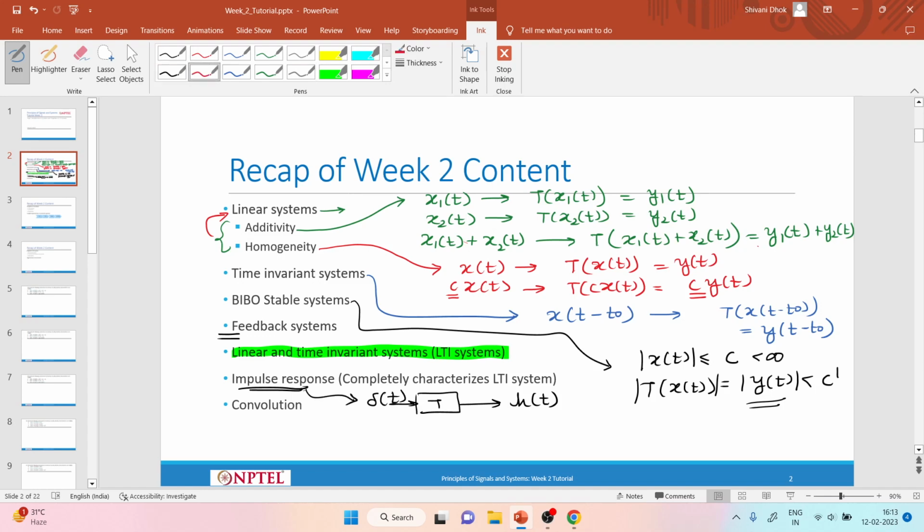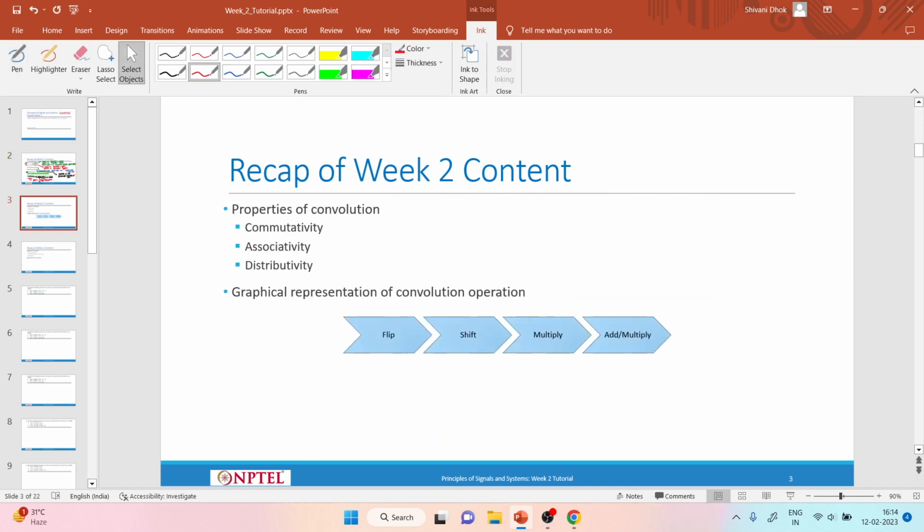The output of an LTI system is given by this convolution integral: y of t is equal to the integration from minus infinity to infinity of x of tau h of t minus tau d tau. So this is the convolution integral. That is, for any input, I can completely obtain the output using only the impulse response. That's why an impulse response completely characterizes the LTI system.